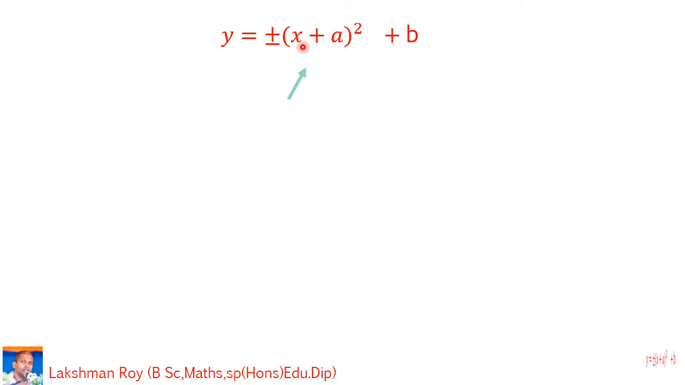This part, see, x plus a part, that means the term inside the bracket, right? Inside the bracket, remember, if this part is equal to 0, then you get the equation of the axis of symmetry, right? So you have to form any quadratic function into this y equals plus or minus (x plus a) squared plus b type graph, right? So then what is this b?